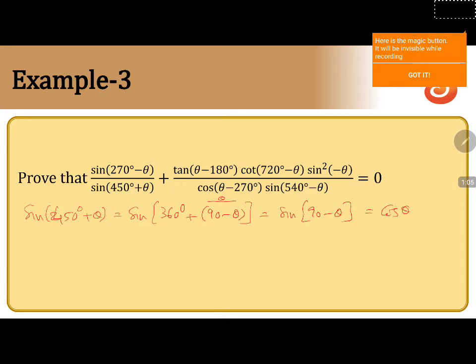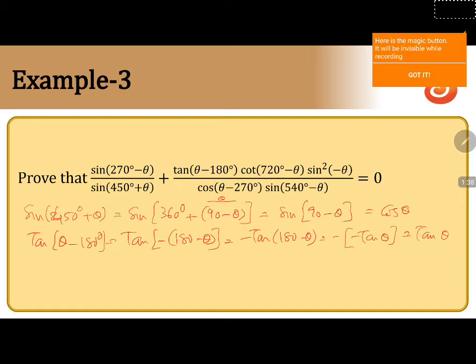Next, tan theta minus 180 degrees. Take minus common, you get minus tan 180 minus theta. But 180 minus theta lies in second quadrant, minus tan theta. This will become plus tan theta.